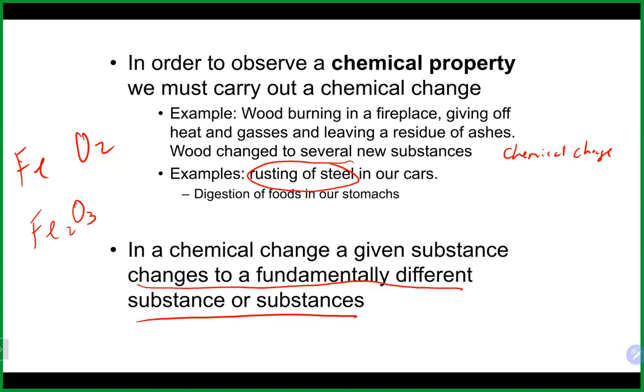When we eat food, our food goes through our digestion process and gets broken down into lots of different things as it goes through our body. And there's no way to get that back to where it started. It changes to something that's fundamentally different. So unlike a physical change, where what we start with and what we end with is basically the same thing, in a chemical change, what you start with and what you end with are two fundamentally different things. And really a chemical change always means that a chemical reaction occurred.